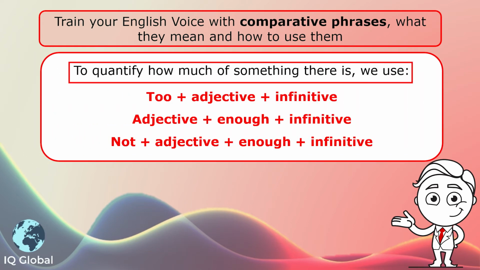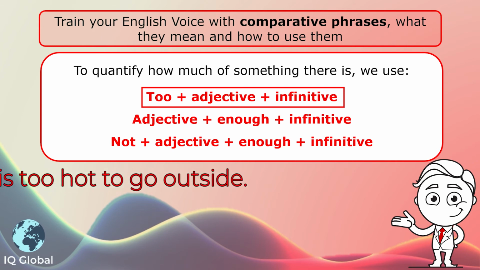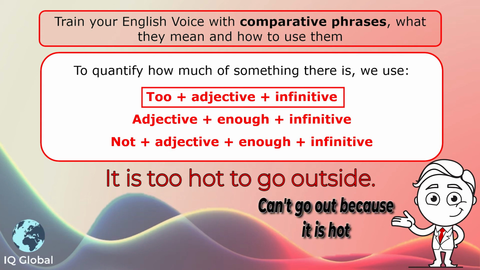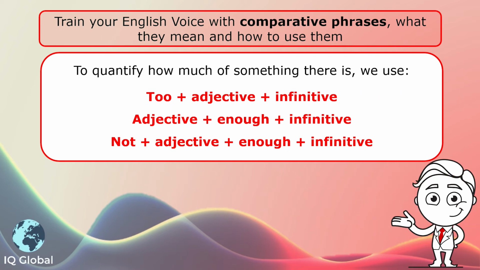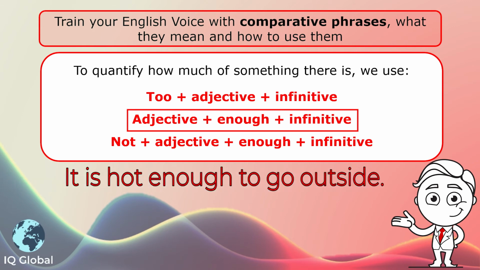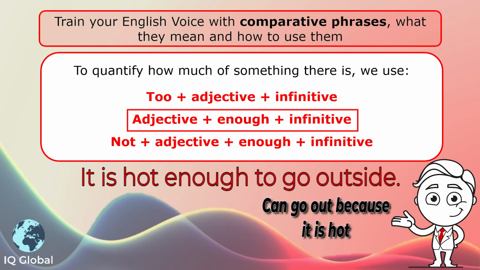To quantify how much of something there is, we use too, adjective, infinitive. For example, it is too hot to go outside. We can't go outside because it is hot. Or we can use adjective plus the word enough plus infinitive of the verb. The second example, it is hot enough to go outside. We can go out in this situation because it is hot.